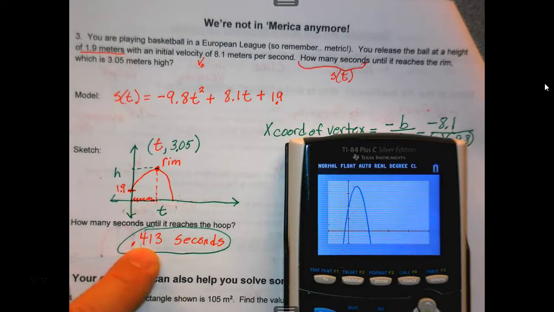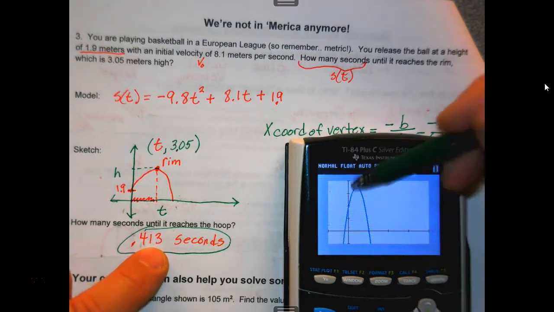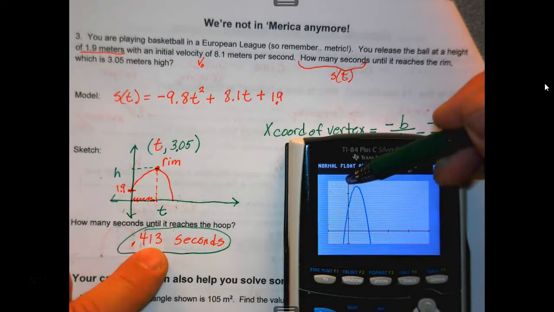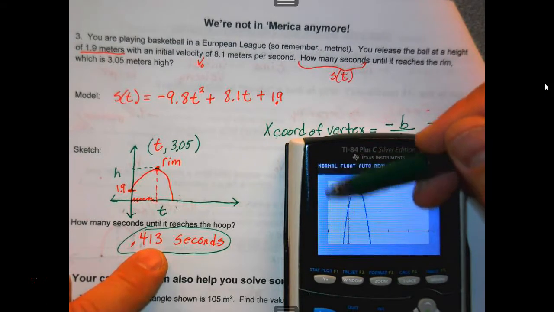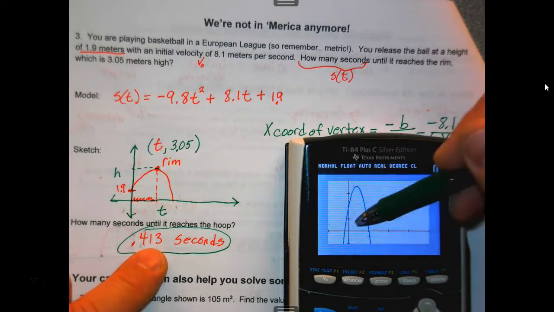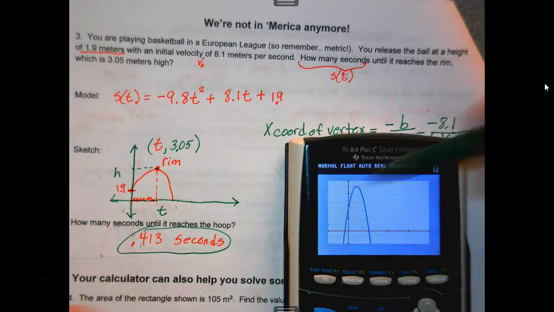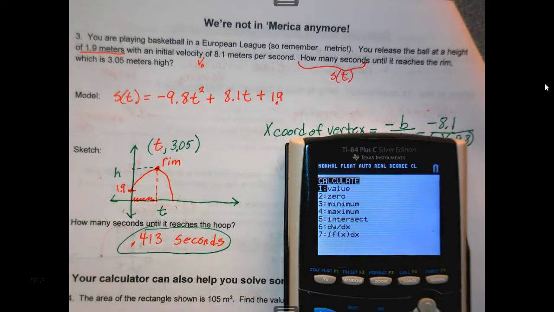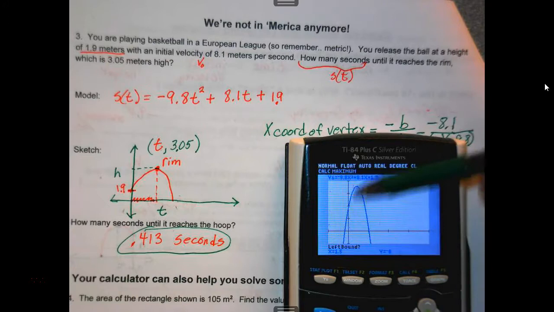Yes, Victor. There's 0.413. I found out the x value of the vertex. This is a maximum, right? Because it's the highest point. If my parabola went up, I would be looking for the minimum. But this is a max, so I did second trace. I'm looking for the max, hit enter, and I have to do that whole left bound, right bound thing again.